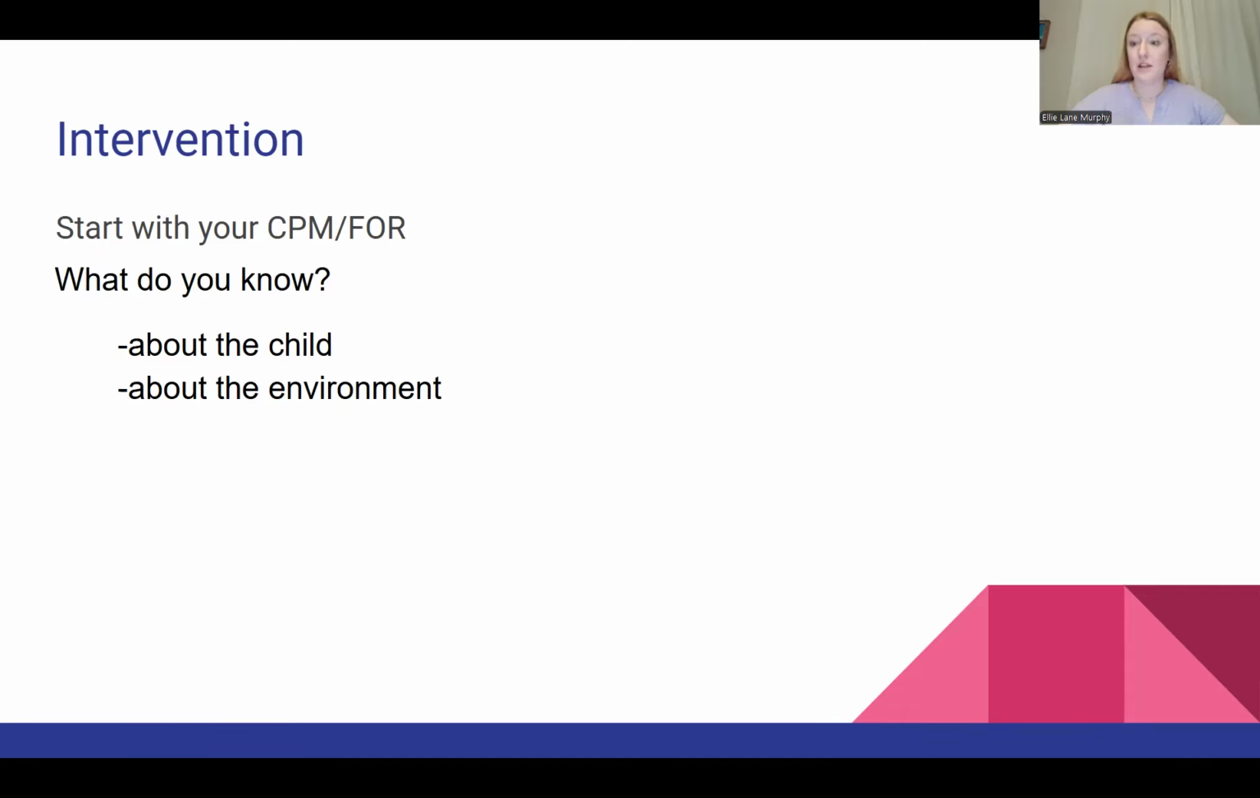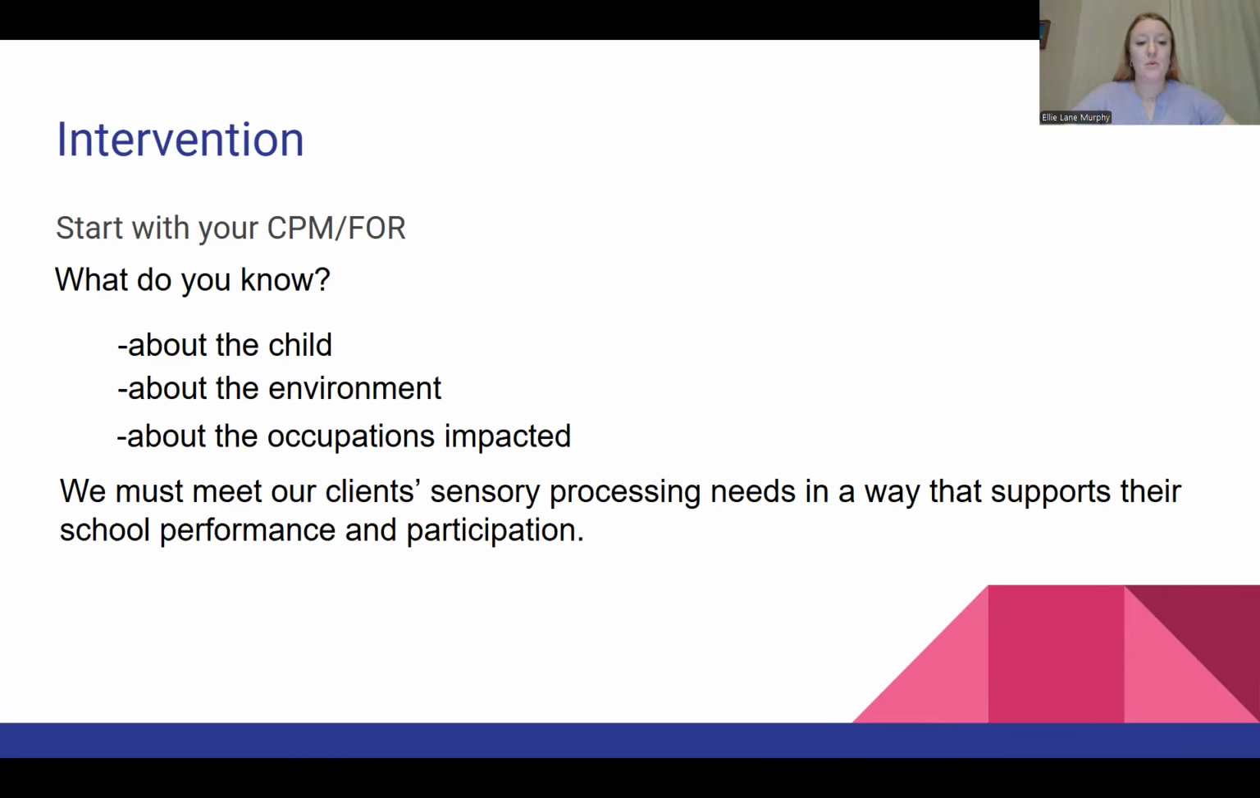What about the lunch line when you're waiting for lunch? What about coming into school in the morning or out in the evening? What about those environments is helpful and what isn't so helpful? And what can we do to make them more supportive? Then we're going to think about what occupations are impacted. So get specific. What are they needing help with? We must meet their needs in a way that supports not just their sensory regulation, but also their school performance, right? So that's the key thing we have to remember: we need them to be successful in school, successful academically, successful socially, and successful in any way in the school system.